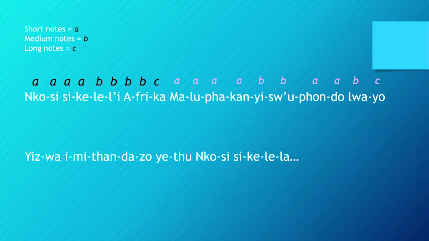Pondolwayo. So when we see now how the A's and the B's and the C's are working together. But we can even see, if we look at the third line now, that there is still a similar pattern, always starting with 4 short notes, and then it's slightly different depending on the syllables.